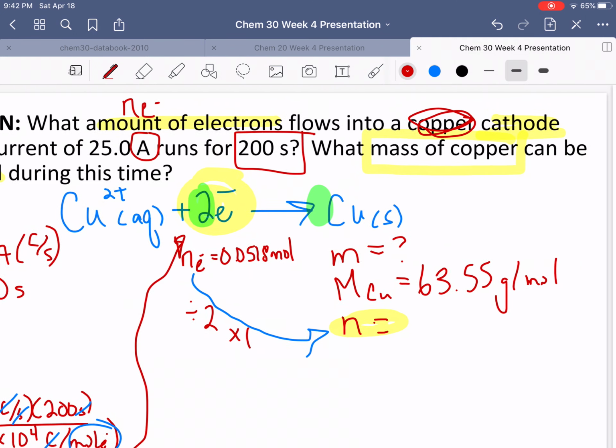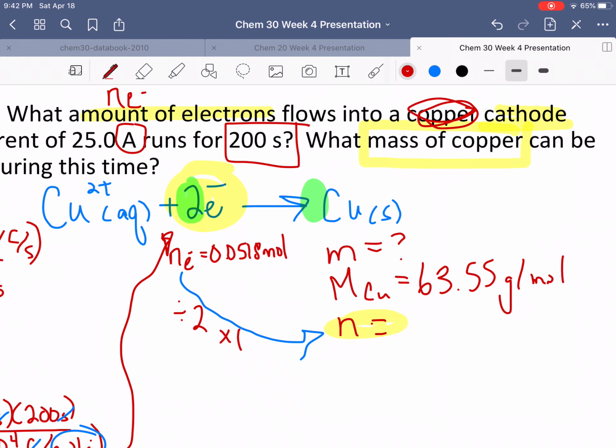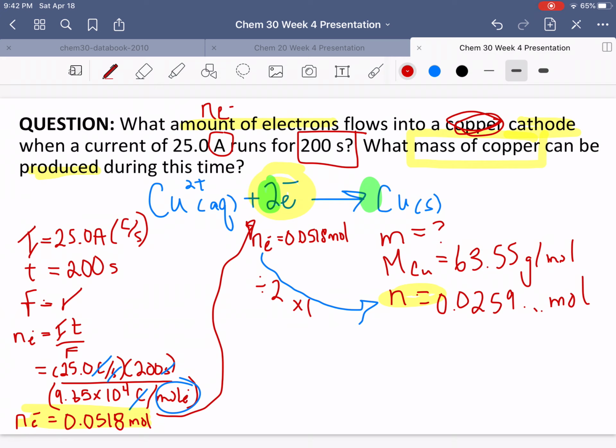So, in other words, we're going to have a total now, take that divide by 2, of 0.0259, the number keeps going on my calculator, moles. We just figured out what N is. So if now we've got N of copper and molar mass of copper, then we've got enough information to figure out the mass.